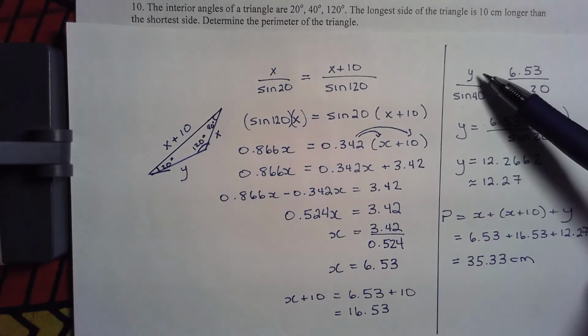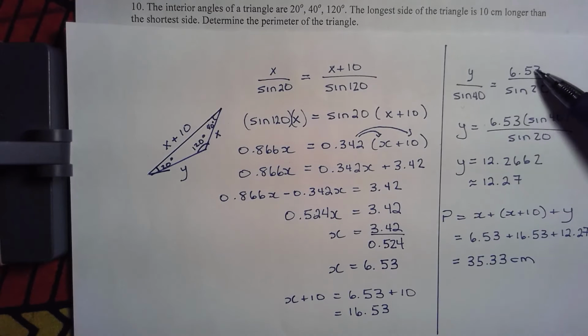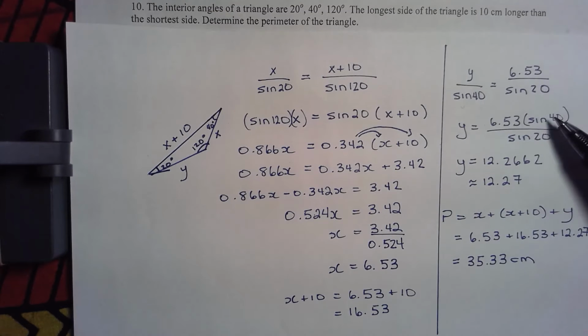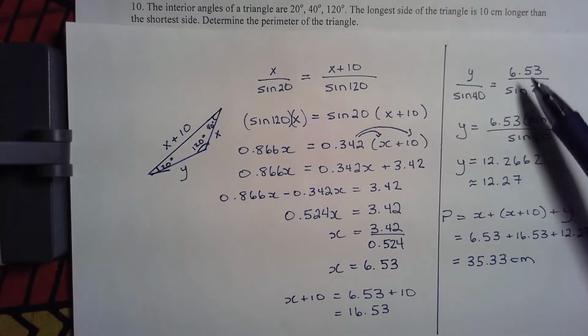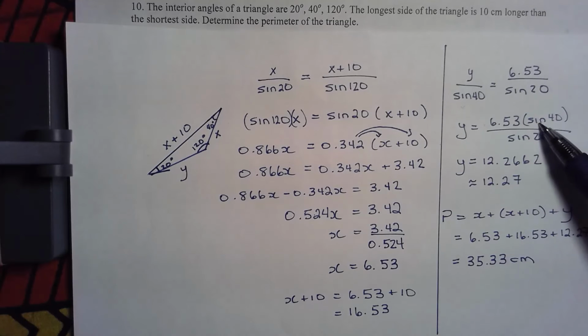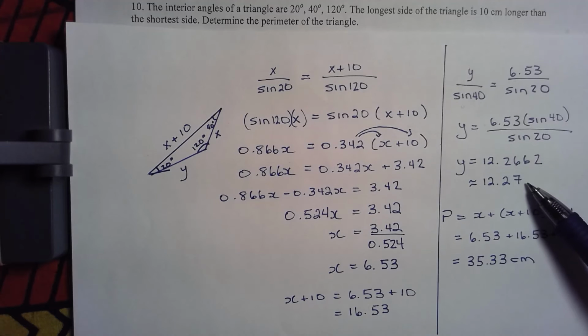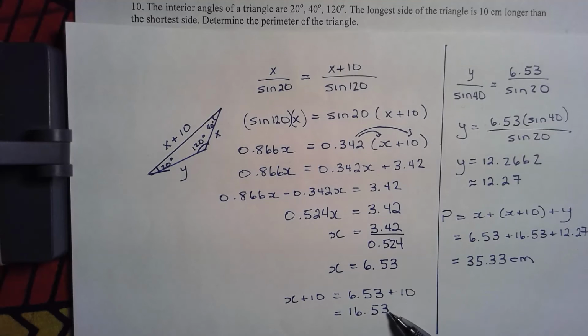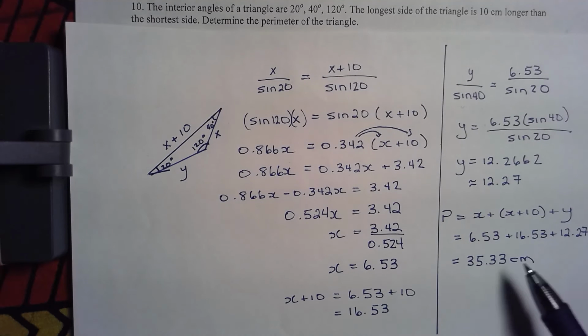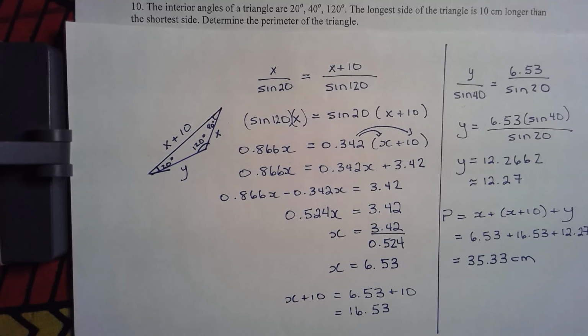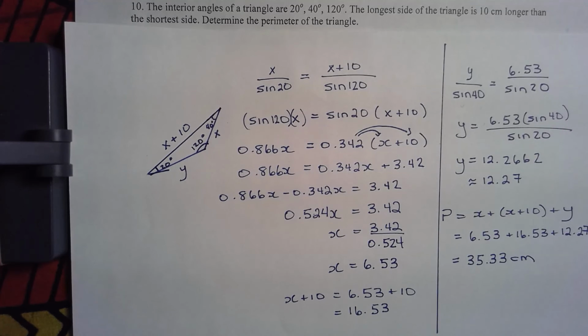So using the sine law, y over sine 40 equals 6.53 over sine 20. I move the sine 40 to the other side. It becomes a multiplication. I plug it all into my calculator, and I get 12.27. So now I have all three sides, 12.27, 6.53, and 16.53. I add them all up, and I end up with 35.33 centimeters. Hope that helps.